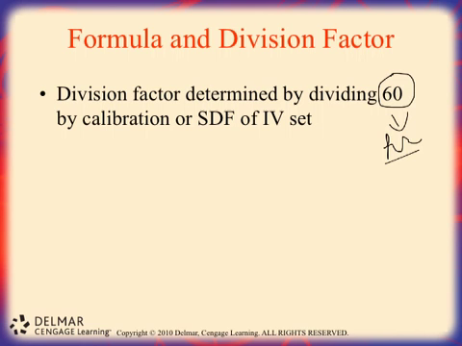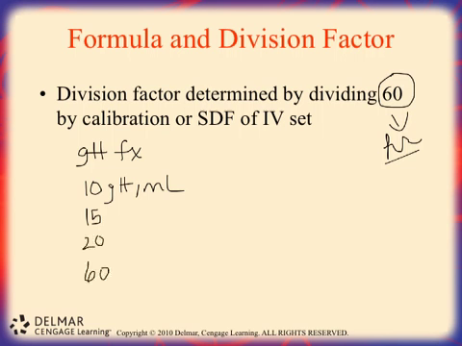Okay, so I told you that the typical drop factor sets are 10 drops per milliliter, 15, 20, those are your macro sets, and then your 60 drops per milliliter is your micro set. And so these would be the numbers that we would use, and you divide these into 60, and you come up with your division factor that you end up using. So let's look at it. It's easier if you work a problem.